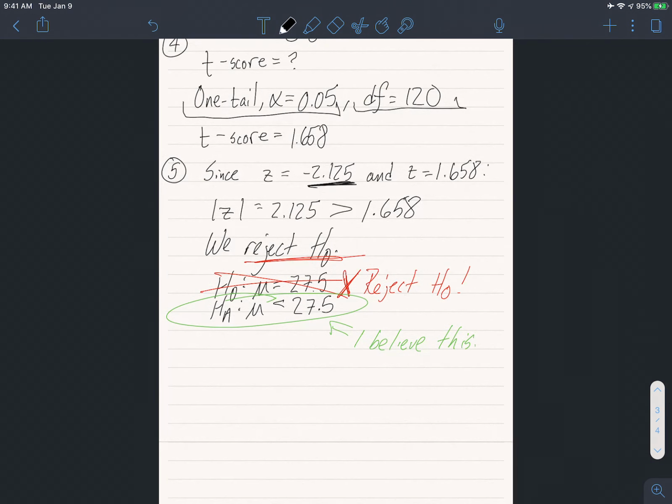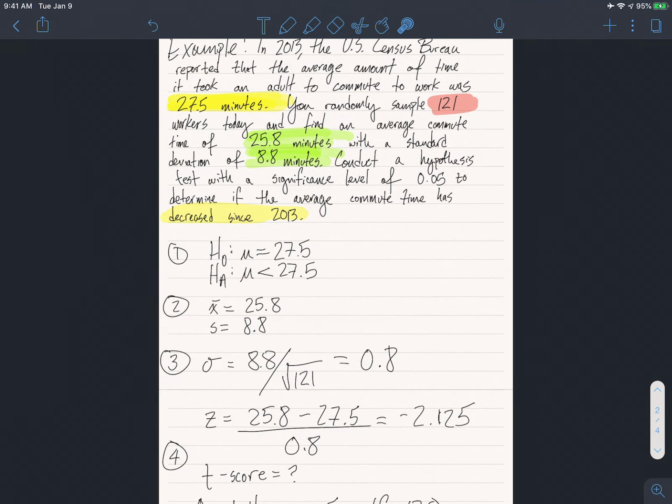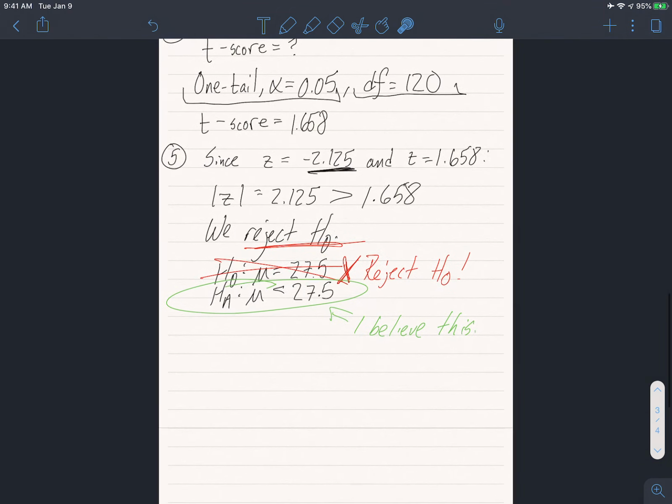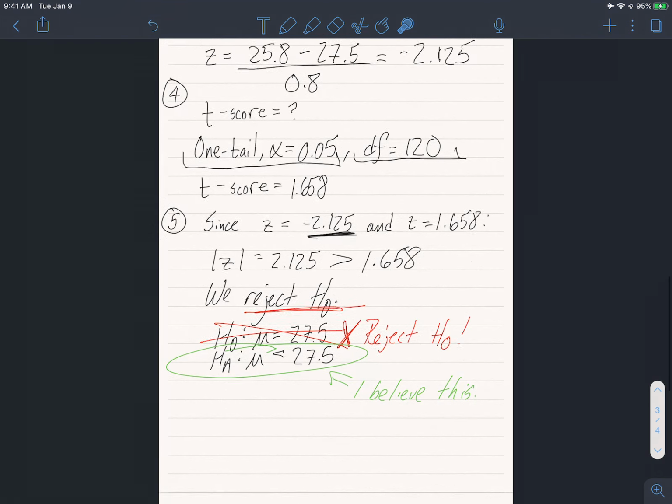So, if I were to answer the question, conduct a hypothesis test with a significance level of 0.05 to determine if the average commute time has decreased since 2013. Has it decreased since 2013? It sure looks like it. I believe that the true average commute time is less than what it was back in 2013, which was 27.5. So yeah, I believe average commute time has decreased because I reject the idea that it is equal to 27.5.